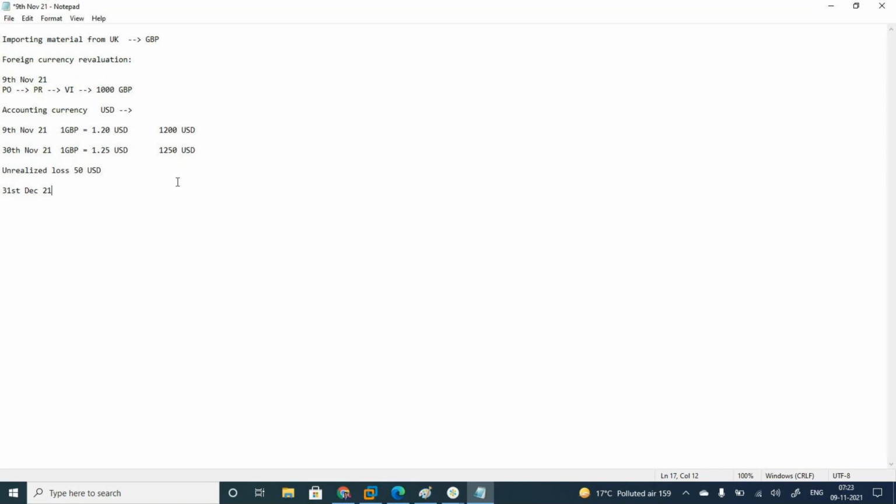Now on 31st December, suppose 1 GBP equals 1.18 US dollars. Now this 50 US dollars unrealized loss will be reversed and an unrealized gain of $20 will be posted.